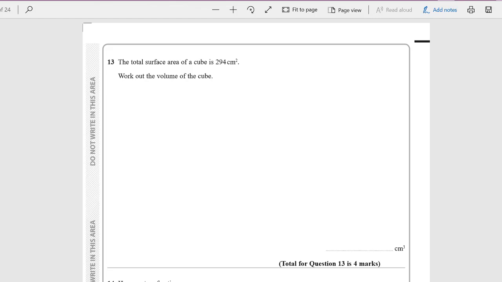All right, question 13. So it says the total surface area of a cube is 294 centimeters squared. So it says work out the volume of the cube. Right, so we know that the surface area of a cube is length times width of each face, and then you sum all of these together.